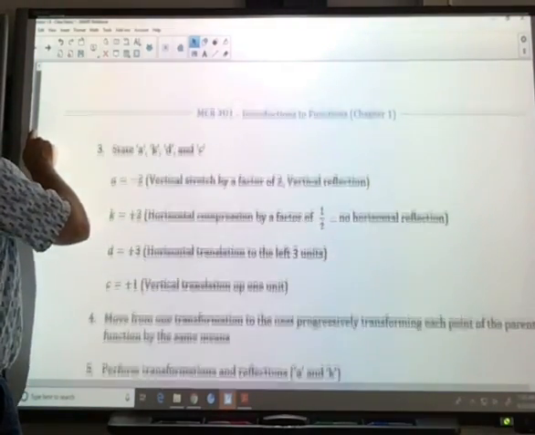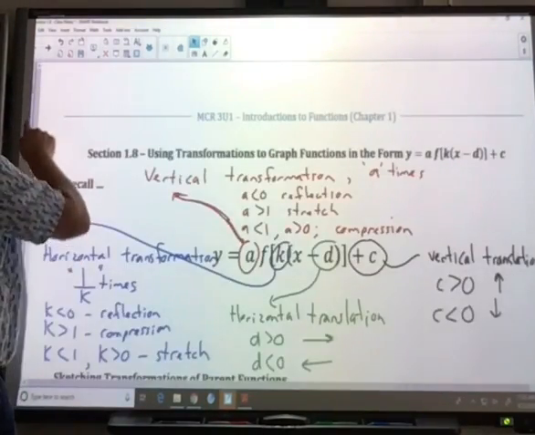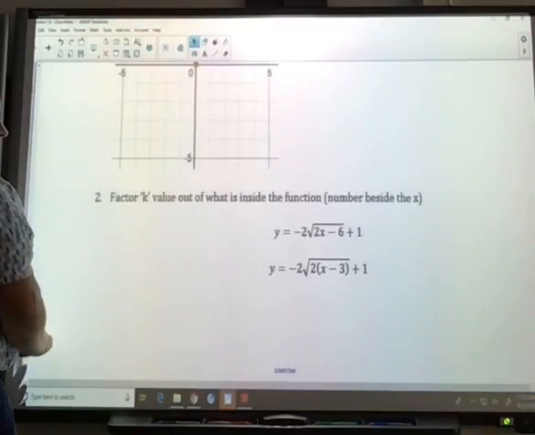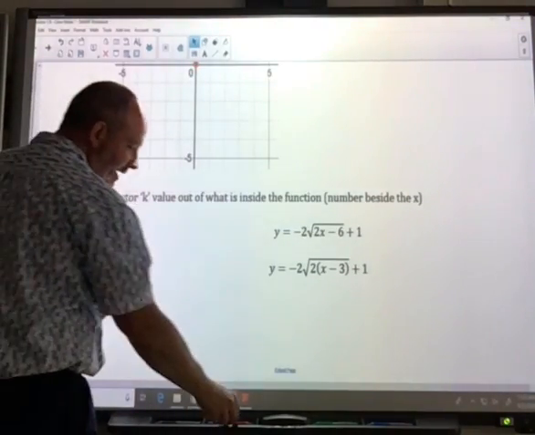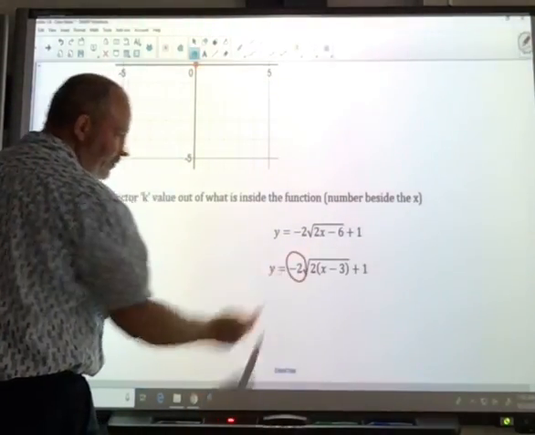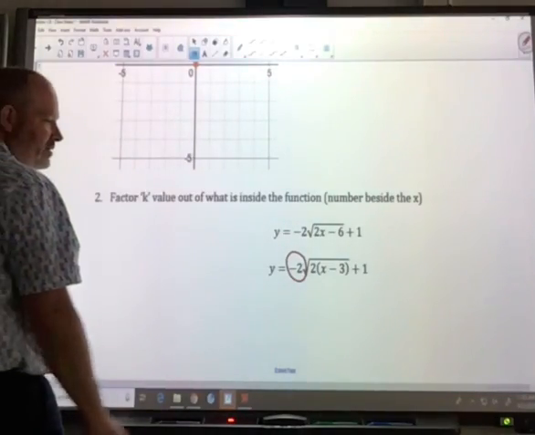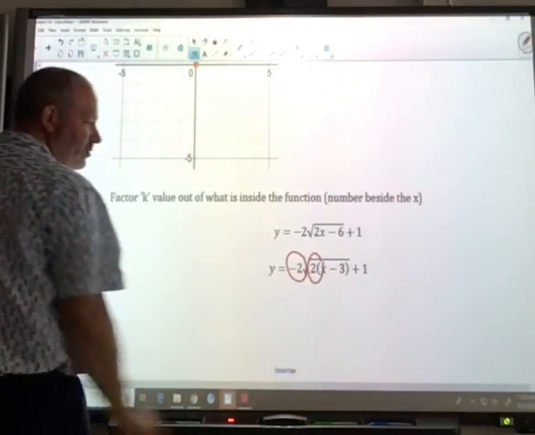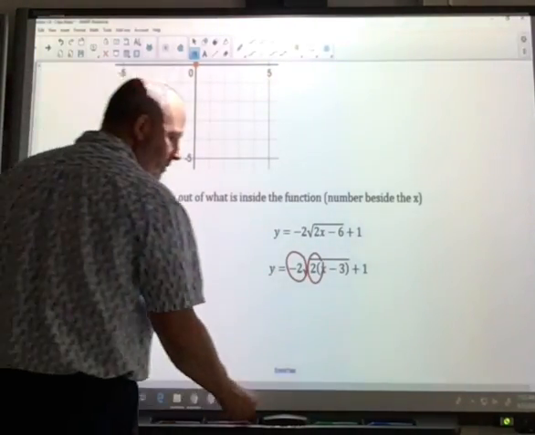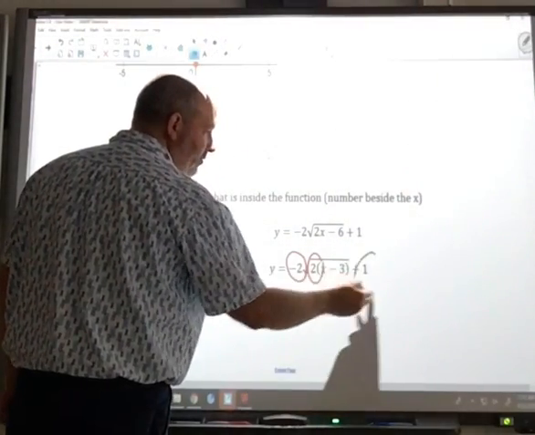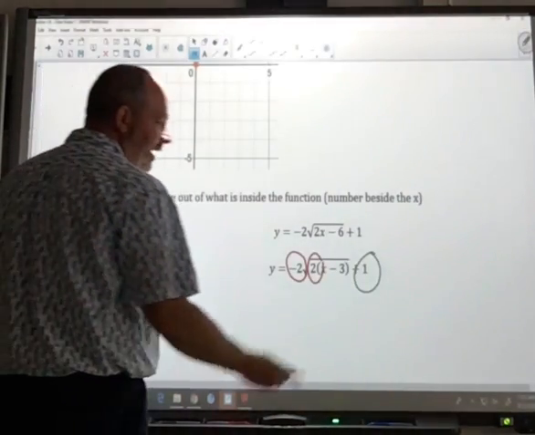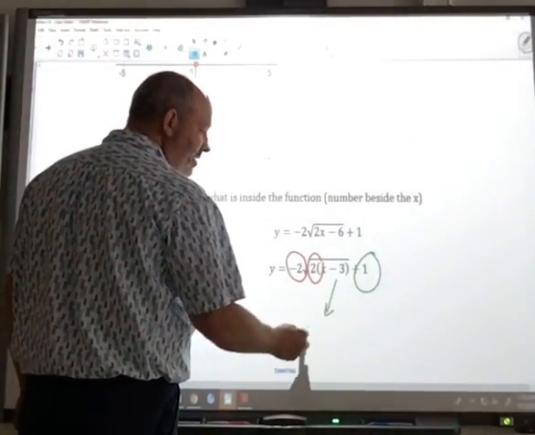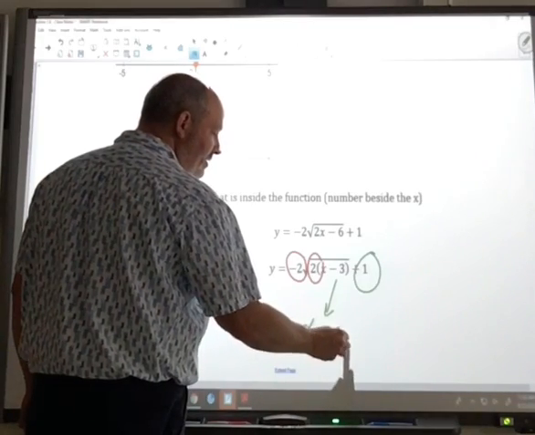I'll go back to the equation down at the bottom here. If I go back to it, there's my A value, -2. There's my K value, 2. There's my C value, +1. And then my D value, switching the sign, is going to be a +3.